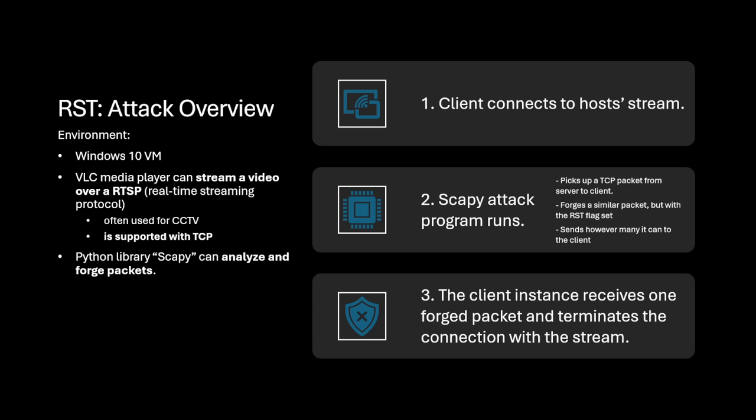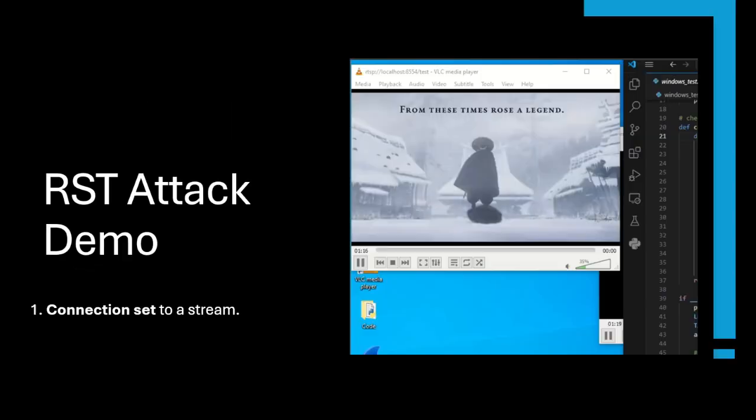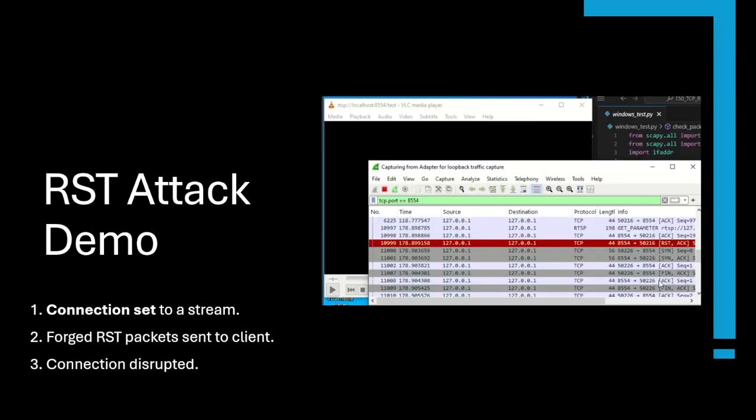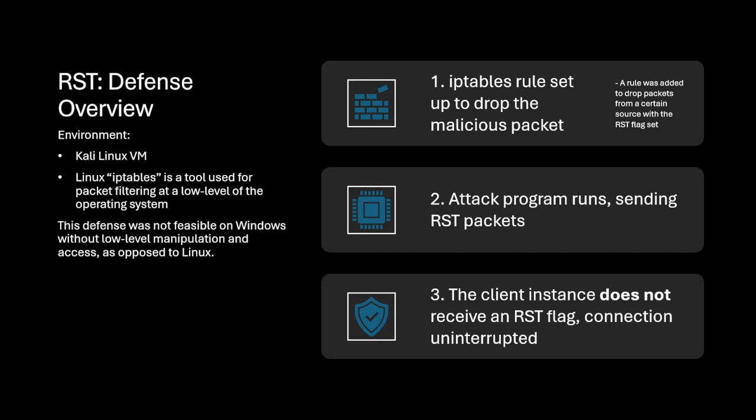Here's a brief overview of the attack. Basically, a client will receive a fake packet and terminate its connection to a stream. Here's a short demo. 1. Connection set. 2. Forged reset packets are sent to the client. 3. Connection disrupted. Here's a short defense overview.